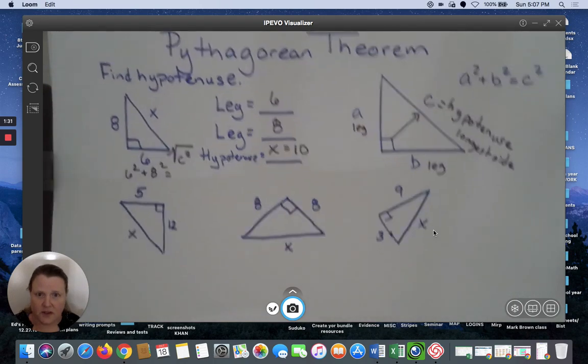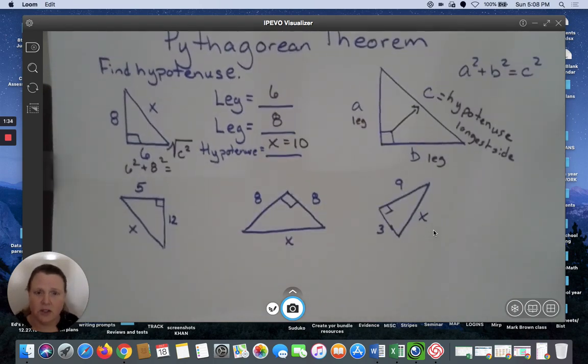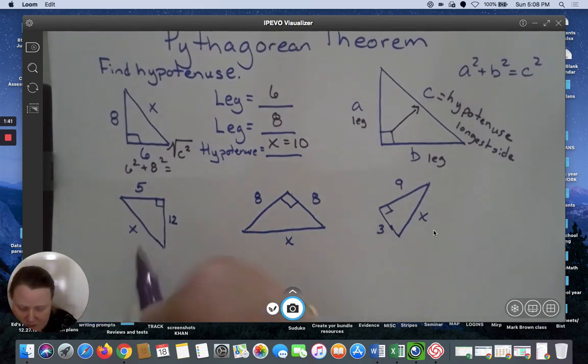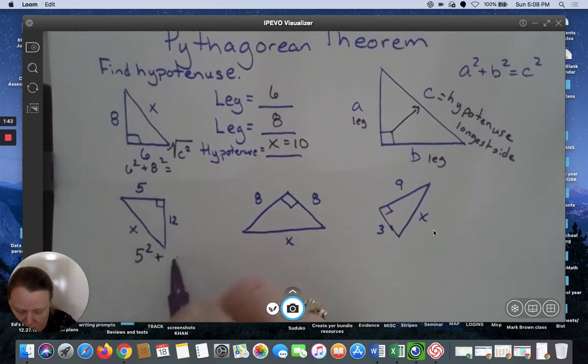So we're going to work that on a couple more. If you want to pause the video right here and try these 3 on your own first, you can. I'll give you a moment to pause the video. And then we're going to work them out as a class so you can make sure that you did yours correctly. So 5 squared plus 12 squared equals x squared.